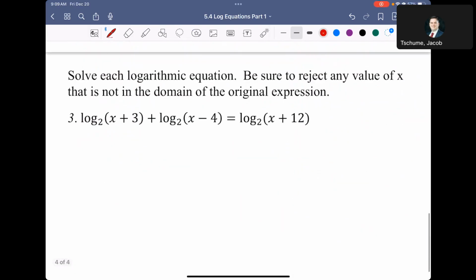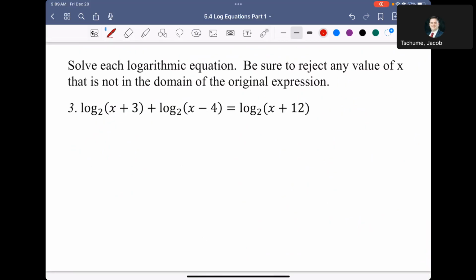All right, and then let me do just one more because a lot of these work exactly the same, but let's do another one where we have to combine. So we've got log base 2 of x plus 3 plus log base 2 of x minus 4 is equal to log base 2 of x plus 12.